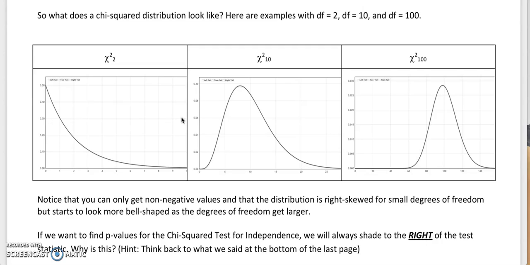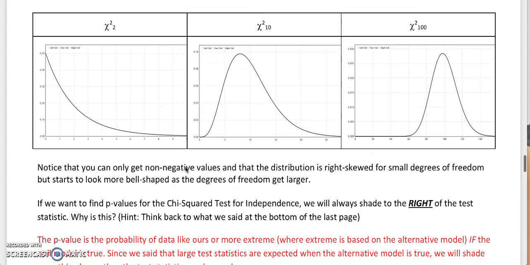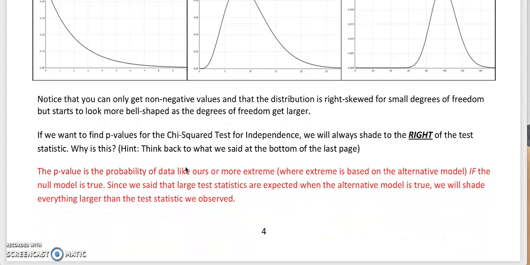And if you think way back, we said more extreme depends on the alternative hypothesis. So if I would get big test statistics when the alternative is true, my p-value is going to start wherever my test statistic is, and then it's going to shade everything bigger than that value, because that represents things more extreme than what I've seen. So you can actually reason through how we would shade for our p-value, even if you don't remember it and you need to think about it fresh again.